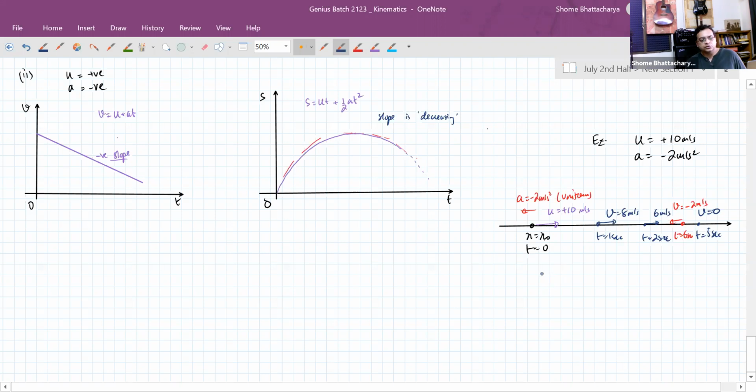Just follow how it's going. It's going like this and then turning back and coming back along the same straight line. So that's why our velocity versus time graph, if you just continue the graph even beyond this point, you can see it would start from 10, it would become 8 after 1 second, like this. It would become 0 exactly at 5 seconds. At 6 seconds, it's becoming minus 2, and so on and so forth.